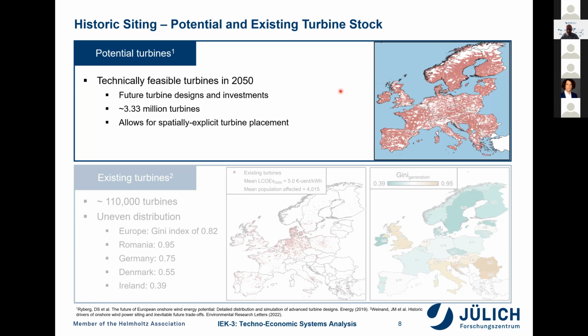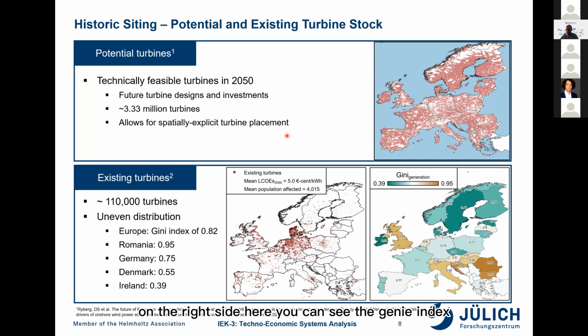And this allows for a spatially explicit turbine placement. Among these locations, about 110,000 turbines or locations are already occupied with existing turbines, which you can see in this figure here, also displayed by red dots. And the mean LCOEs at these locations by 2050 would be 5 eurocent per kilowatt hour. And the mean affected population in a radius of 4 kilometers around turbines is about 4,000 inhabitants.